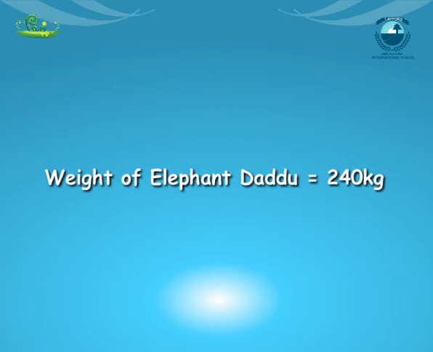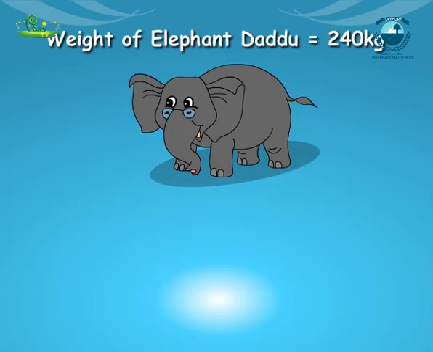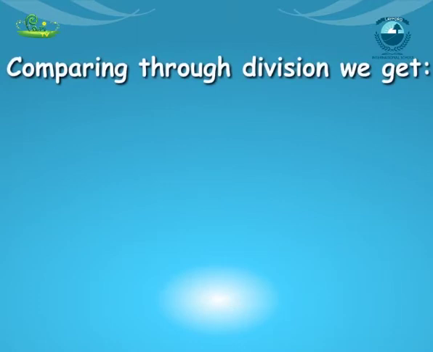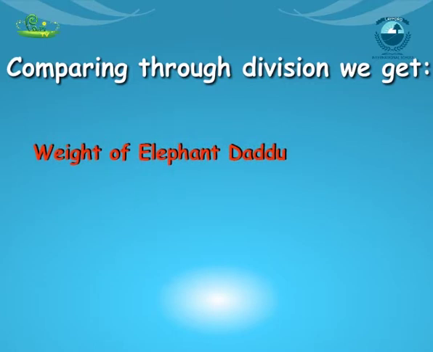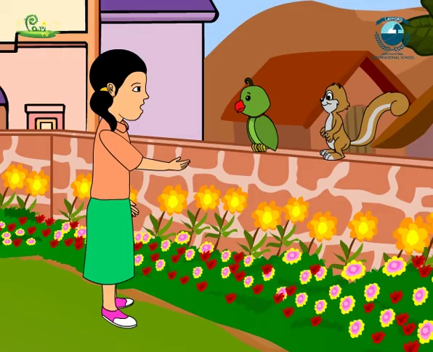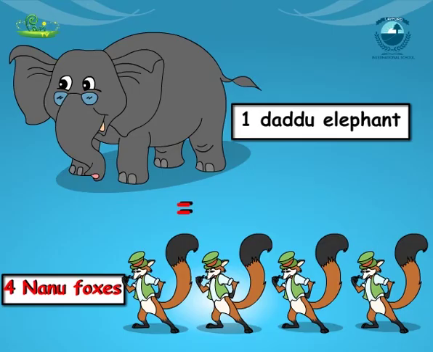You know, the weight of the elephant Dadu is 240 kg and the weight of the fox Nanu is 60 kg. When we consider comparison by division, we write weight of the elephant Dadu divided by weight of fox Nanu, that is 240 divided by 60, and that is 4 divided by 1. So, we can say that the weight of elephant Dadu is 4 times the weight of fox Nanu.